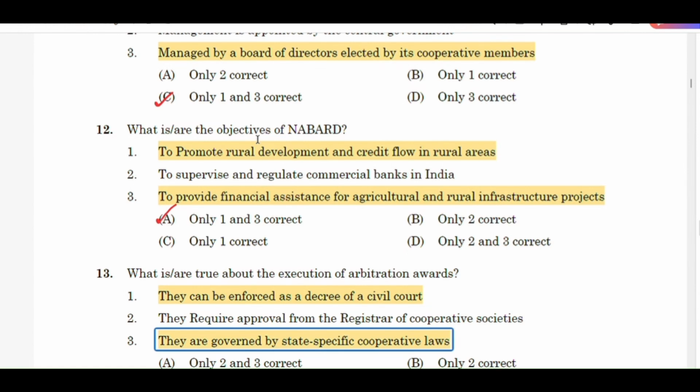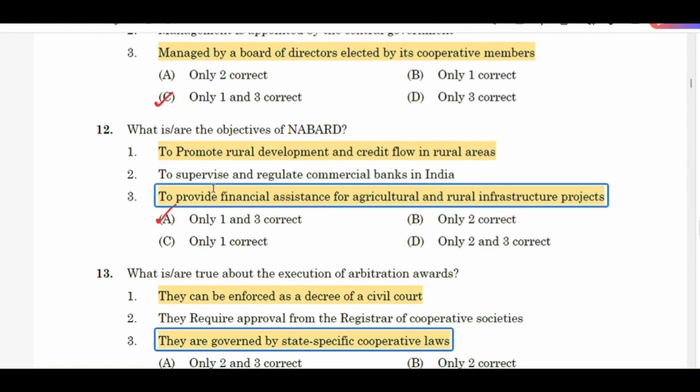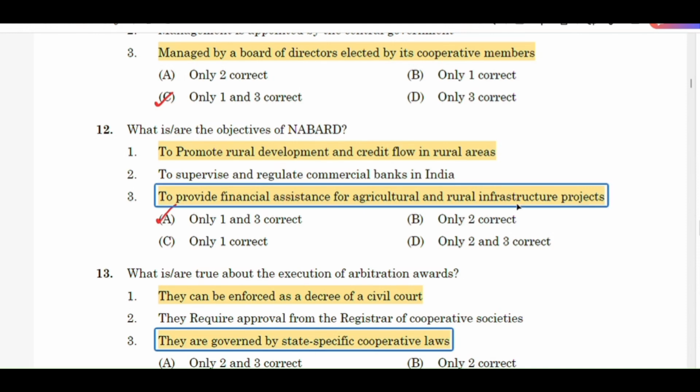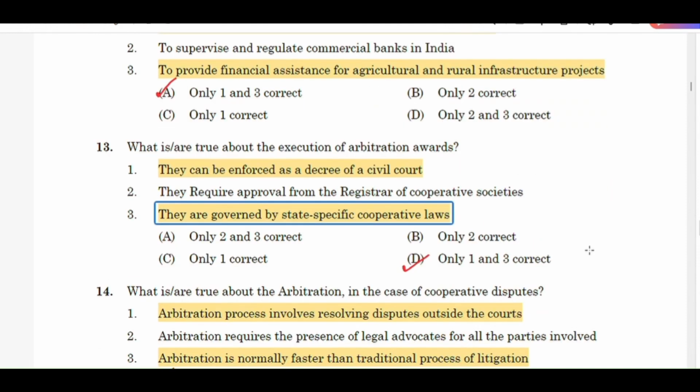What are the objectives of NABARD? Answer is option A, only 1 and 3 correct. To promote rural development and credit flow in rural areas, to provide financial assistance for agricultural and rural infrastructure projects.